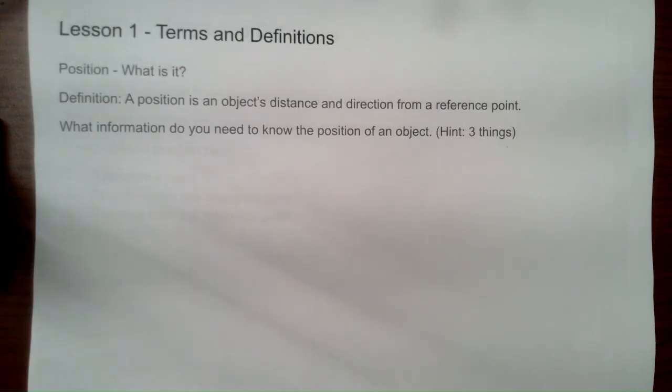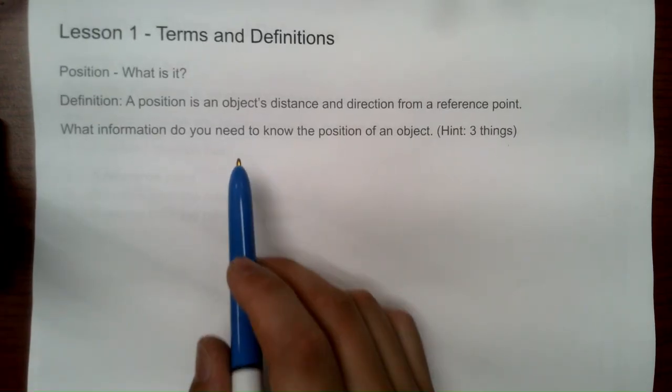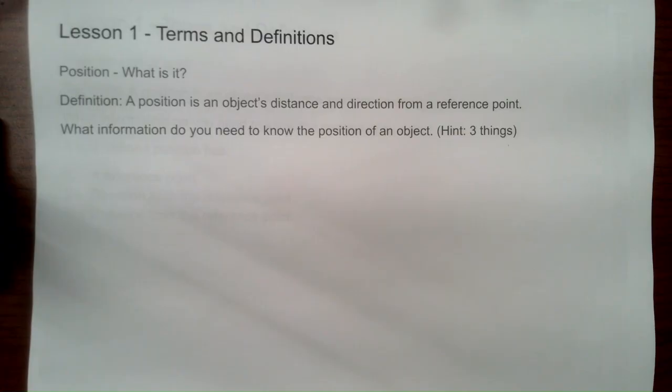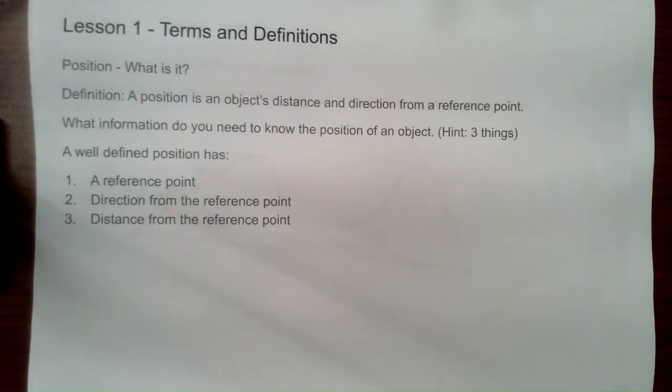So, position. What is position? A position is an object's distance and direction from a reference point. You need 3 things to know the position of an object. You need to know a reference point. A well-defined position has a reference point, a direction from the reference point, and the distance from the reference point.